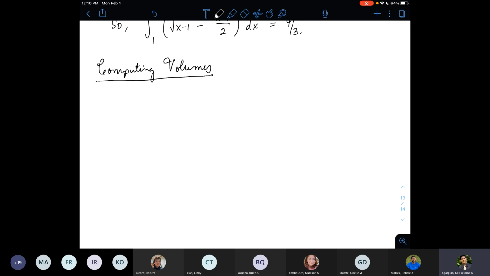Right. So now, computing volumes. There are two types of volume problems that you discussed in the lecture. The first one would be computing volumes of solids with known cross sections and bases. And then the other one would be solids of revolution. But perhaps I'll start with some examples about solids with known cross sections and bases.